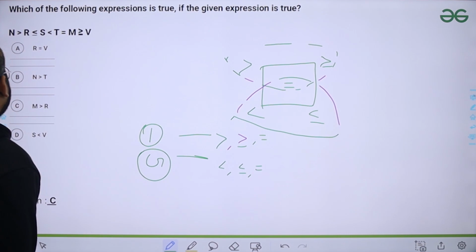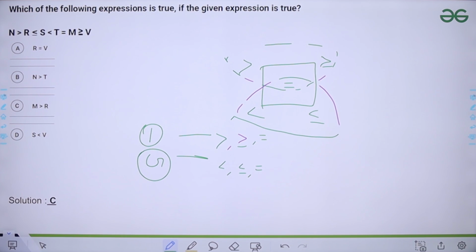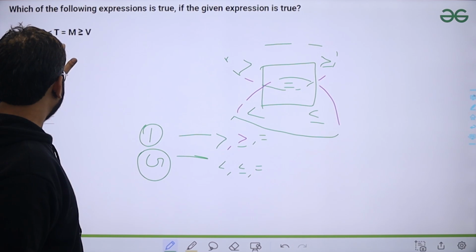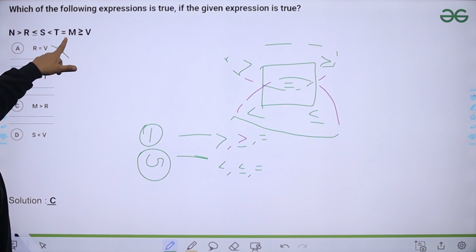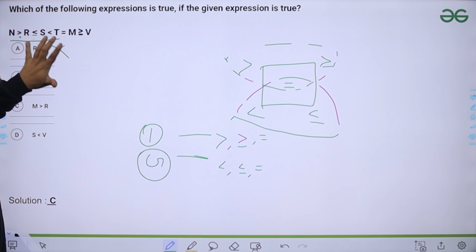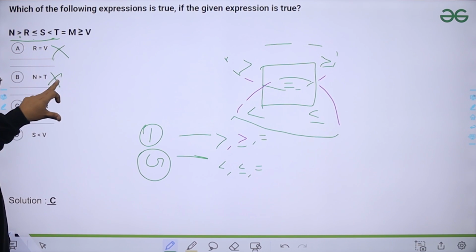So see, N greater than R less than or equal to S less than T is equal to M greater than V. So यहाँ पता करना which one is true. R to V, okay, less than or equal to, less than and then greater than. Two floors mismatch, discarded. N greater than T, N to T, see here, greater than and less than are coming simultaneously, discarded, okay.